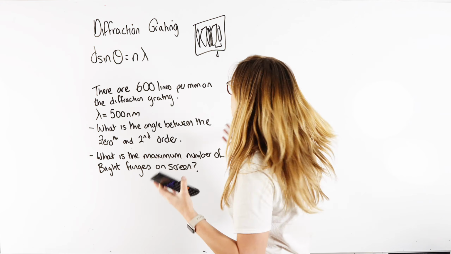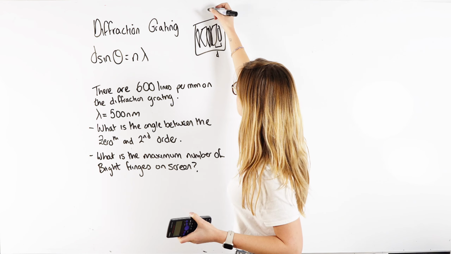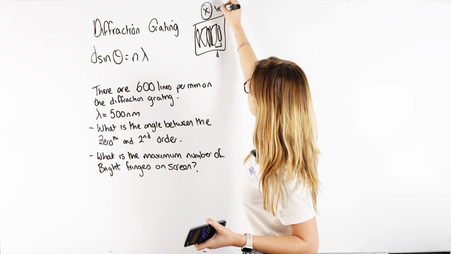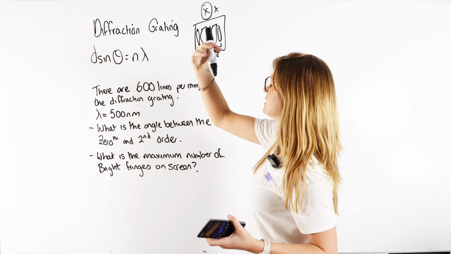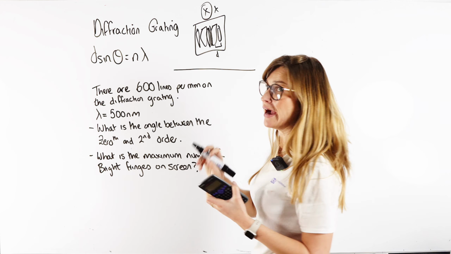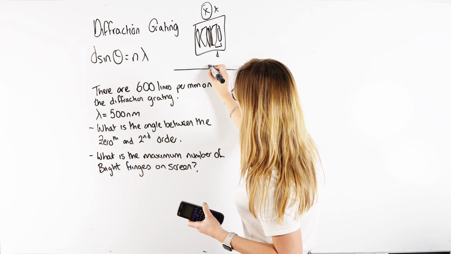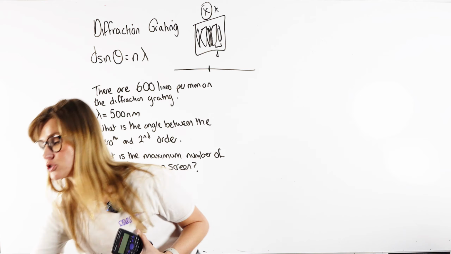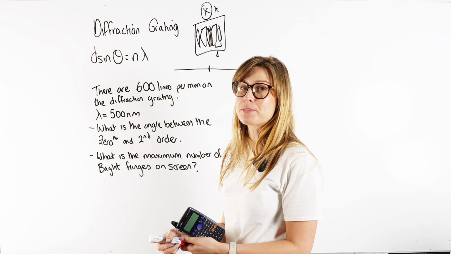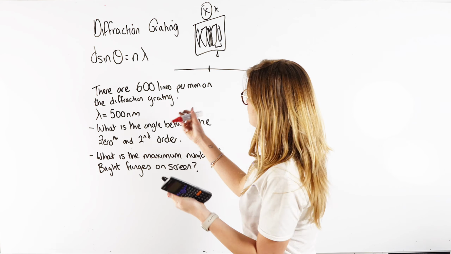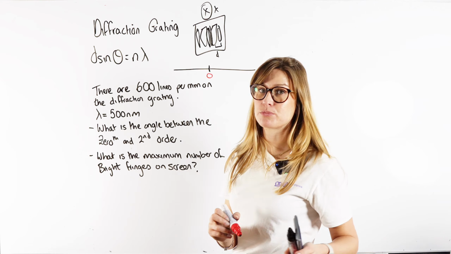So what does that mean? What does it look like in a picture? So let's say our light with a certain wavelength is going to shine through our diffraction grating. We're going to get a screen with a pattern on it. We know we're going to get a central maximum. So that central maximum, our first bright spot, we call order number 0.